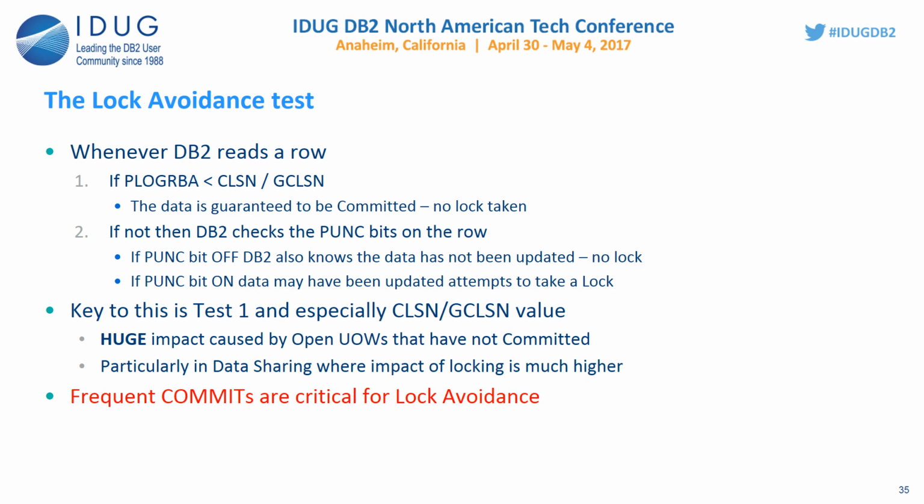All right? Now, during his session this morning, the Spotlight session, John mentioned that in DB2 12, IBM are being more granular with the GCLSN. So I think they now keep 50 GCLSNs for the 50 oldest units of recovery or something like that. But they're doing things to make this lock avoidance test work more effectively.